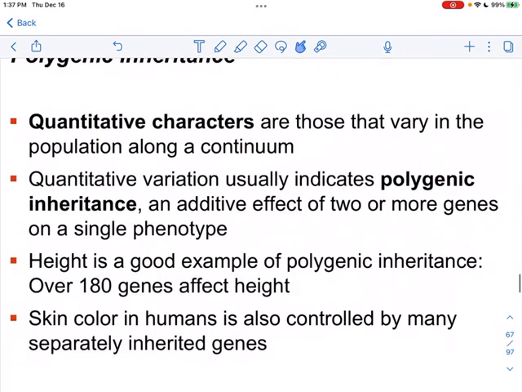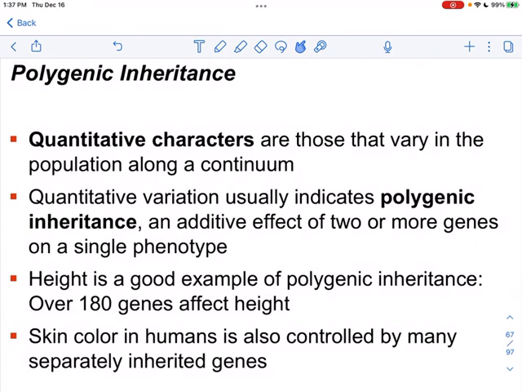So let's compare that to polygenic inheritance. Quantitative characters are those that vary in the population along a continuum. Things like height, eye color, hair color and skin color. All of these are great examples of quantitative characters. We don't have just 2 or 3 phenotypes. We have a whole continuum of phenotypes within those characters. And when we have that continuum, it usually indicates that there's a polygenic inheritance pattern at play.